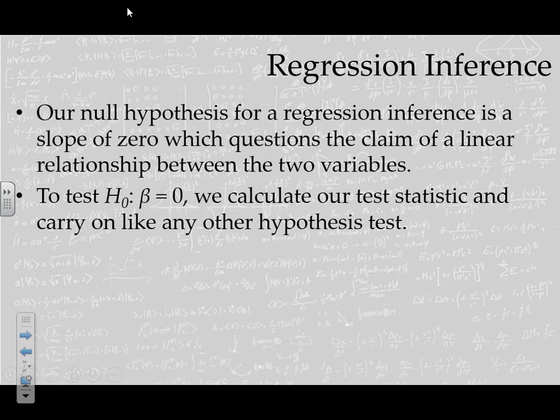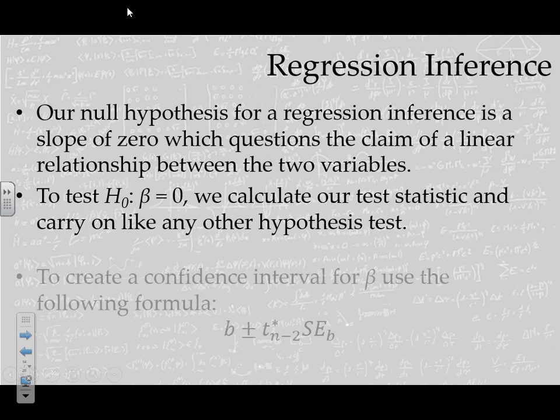So we think there's a linear relationship between the variables, we just don't know if it's going to be positive or negative. So that would be a not equal to problem. So the null and alternatives are exactly the same as before. Beta is 0 for null, beta is greater than, less than, or not equal to for alternative. And then we carry on like any other hypothesis test. Check our conditions, find T, use TCDF to find P, draw your conclusion. Okay?